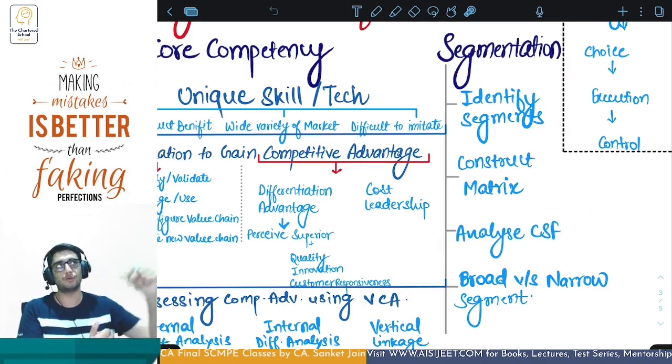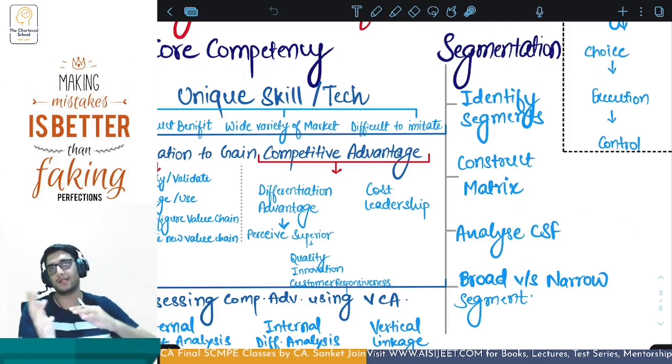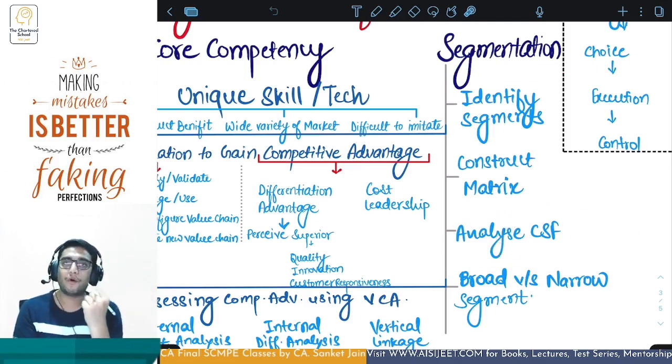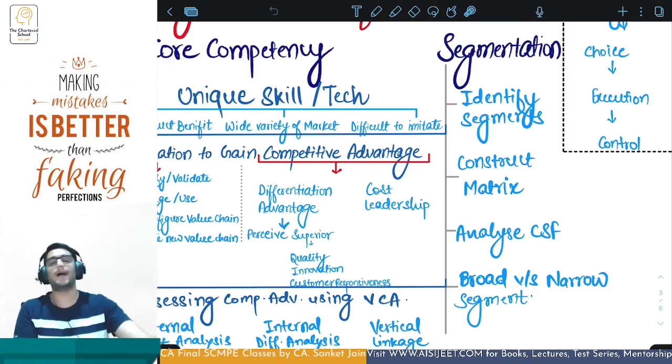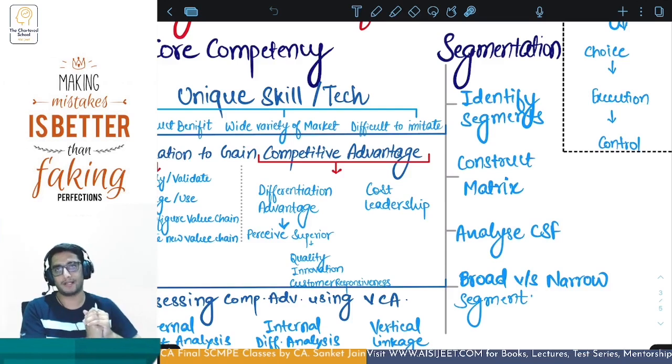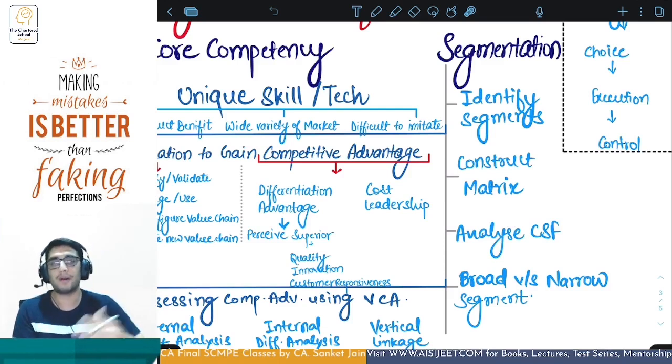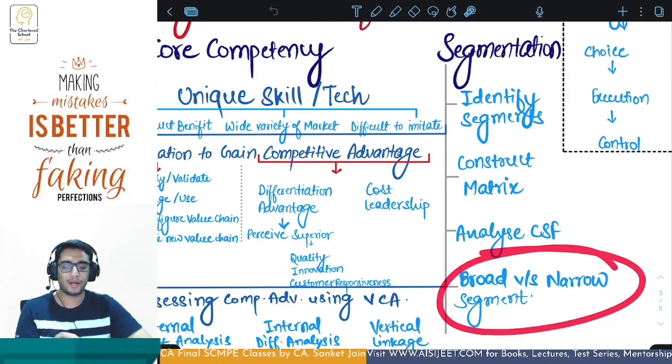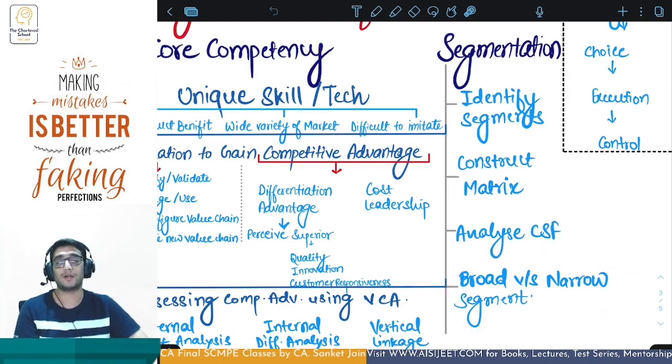If you want to move into another segment or multiple segments, then for all of these segments, identify what factor is critical for your success under that segment. What do you need to achieve to be successful at that segment? Would you be using cost leadership under that? Would you be using differentiation advantage under that? You have to select on that, and segmentation analysis will help you do that. Ultimately, you need to identify if you want to go for a broad segment or a narrow segment.